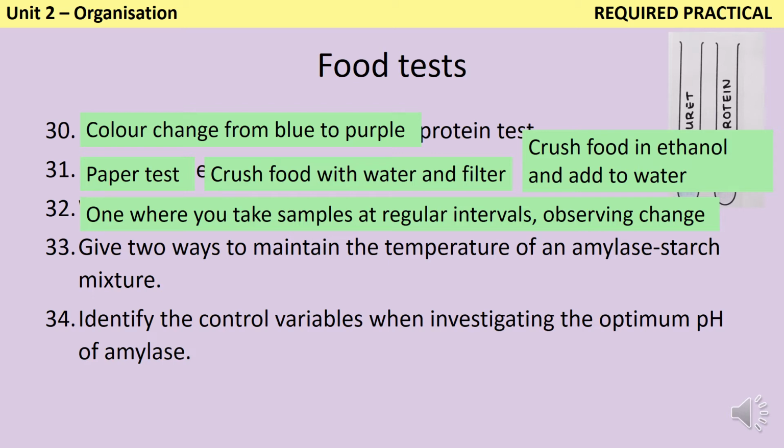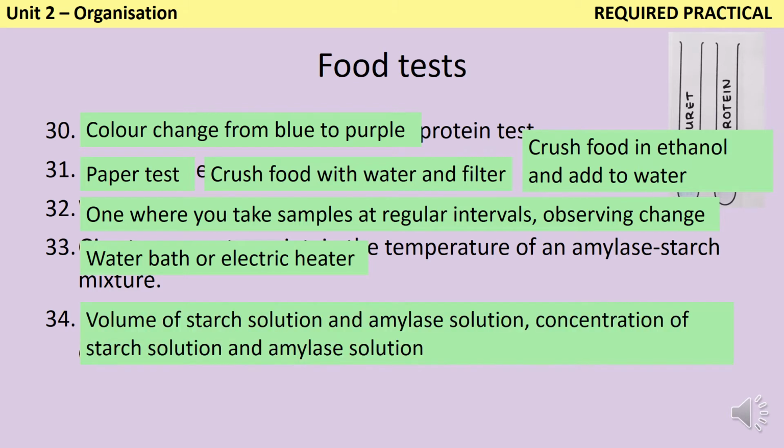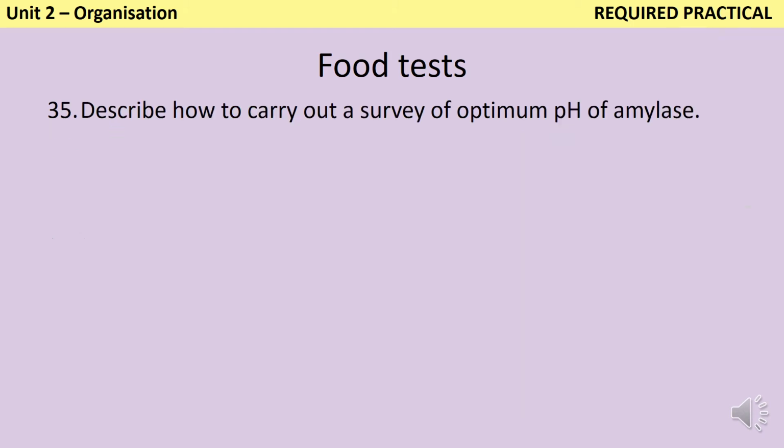During this test, you could maintain the temperature of the amylase starch mixture by using a water bath or an electric heater. It wouldn't be appropriate to use a Bunsen burner because you couldn't control the temperature finely enough. The control variables during this investigation will include the volume of the starch solution, the volume of the amylase solution, the concentration of the starch solution, and the concentration of the amylase solution.